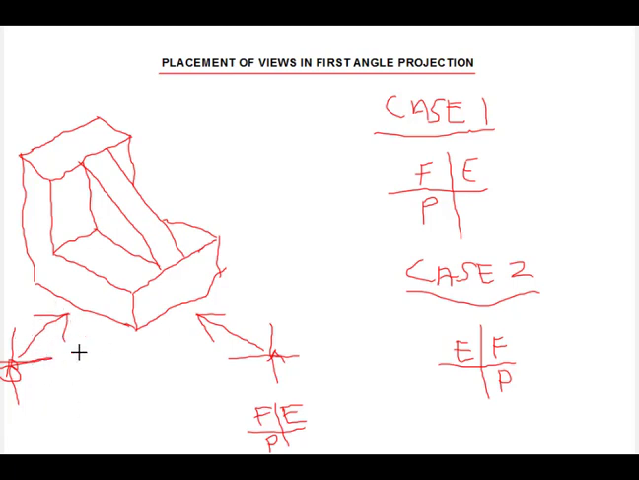Here we see that the arrow falls in the first quadrant. So we draw the front view in the first quadrant. As I said, the plan will come beneath the front view. So here the plan will be drawn in the fourth quadrant, and then the end elevation will be drawn in the second quadrant. This is how we obtain the placements of the views.